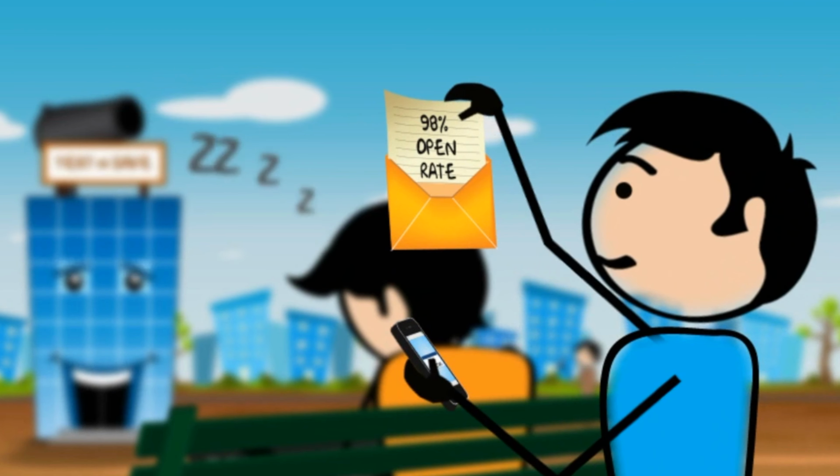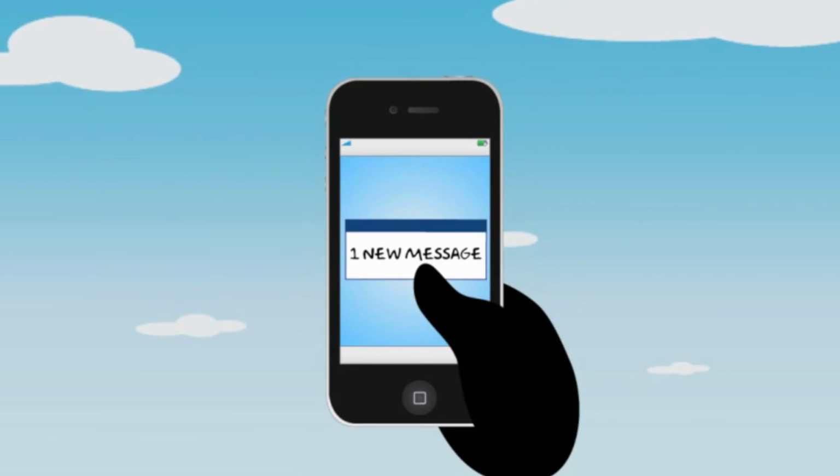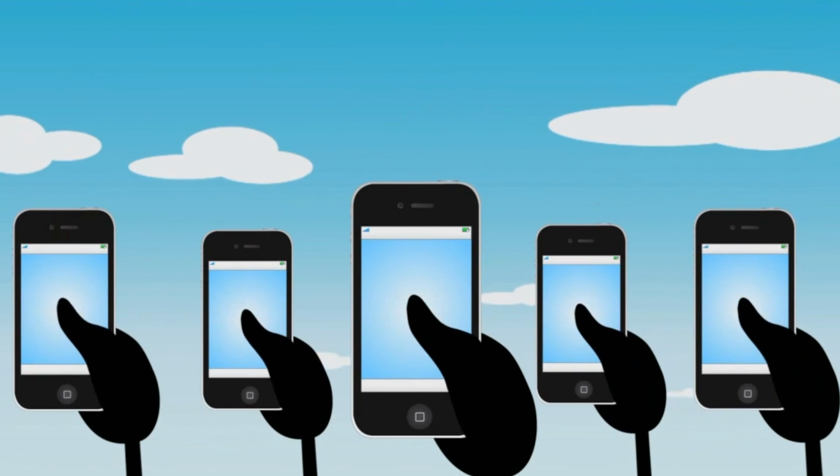SMS is fast, personal, and gets seen way more often than email, but most brands don't know how to do it right, and that's where Omnisend comes in. I'm going to show you how to get set up, how to write messages that people actually respond to, and how to automate it so it runs in the background while you focus on everything else.